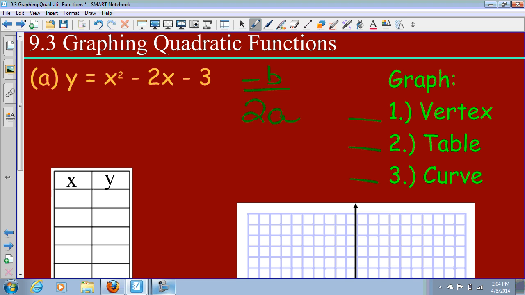Okay, so the opposite of b. b is negative 2, so I have 2 all over 2 times a, which is 1. So 2 over 2 times 1, which is 2, which equals 1. This means the x value is 1. How can I figure the y value for that? Well, if I know that x equals 1, can't I go back up here and substitute it in? Absolutely. 1 squared minus 2 times 1 minus 3. 1 squared is 1. 2 times 1 is 2, minus 3. So 1 minus 2 is negative 1, minus 3 is negative 4. So my vertex is 1, negative 4.